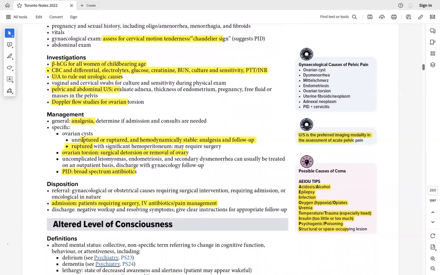Now, if there was any history of ovarian cyst, and now she's presenting with pain, and we see on the ultrasound that the cyst has ruptured, but the patient is hemodynamically stable, we'll just put her on follow-up. Nothing has to be done. Give her something for the pain and follow up the patient. But if she is unstable, then we have to do a gynecological consultation. She requires surgery.